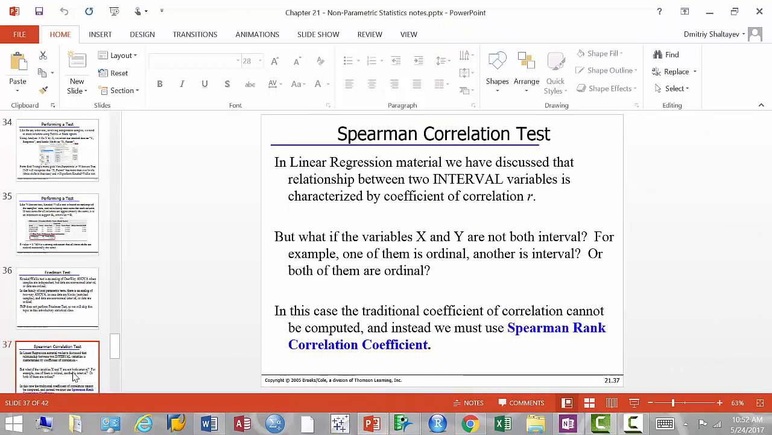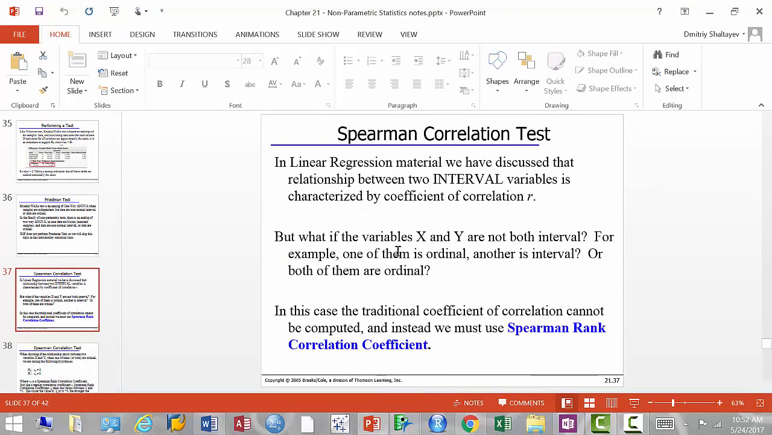Finally, the last piece of the puzzle. This is the last test that we're going to study in this course. So that's it. Okay, the Spearman correlation test. When is it useful?